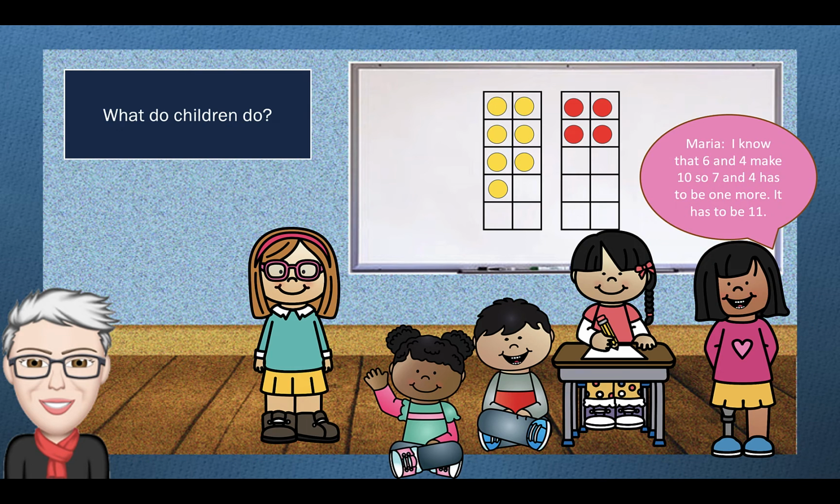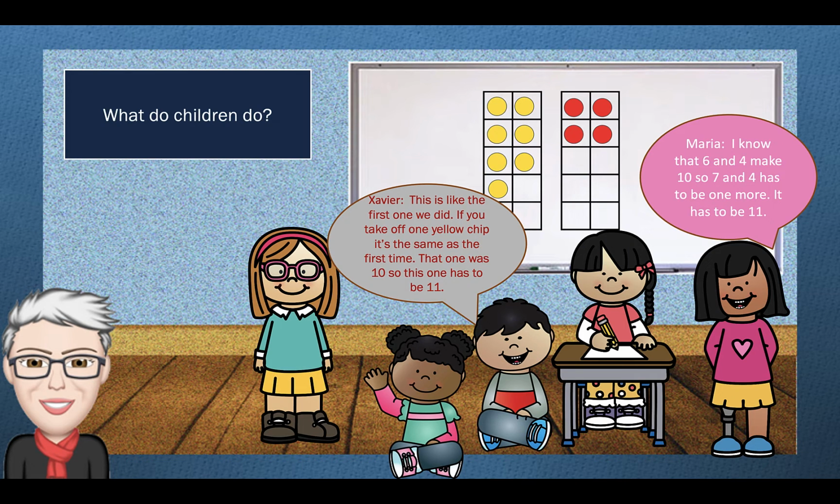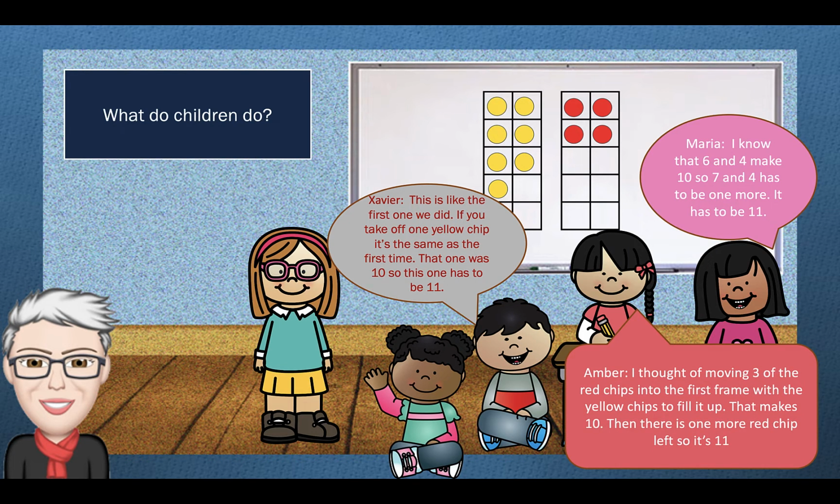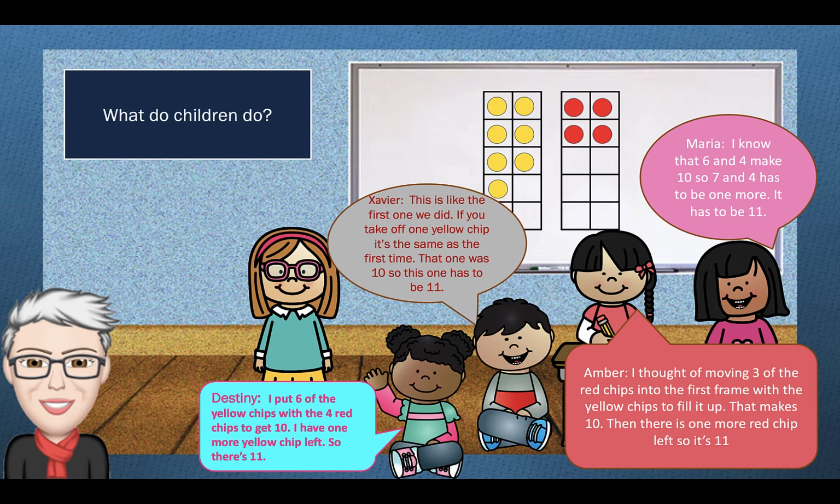Maria might say, I know that 6 and 4 make 10, so 7 and 4 has to be 1 more. It has to be 11. Xavier might say, this is like the first one we did. If you take off 1 yellow chip, it's the same as the first time. That one was 10, so this one has to be 11. Amber might say, I thought of moving 3 of the red chips into the first frame with the yellow ones to fill it up. That makes 10. Then there's 1 more red chip, so it's 11. Destiny might say, I put 6 of the yellow chips with the 4 red ones to get 10. I have one more yellow chip left, so there's 11.